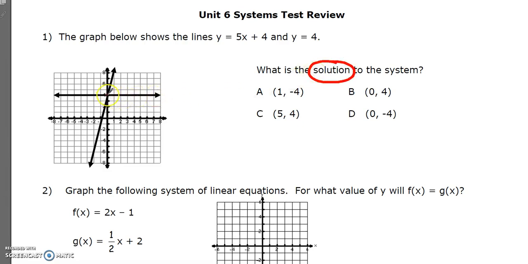So because it's a graph, we can just go look at the graph and see what the coordinate would be for that point. And so that is at 0, 1, 2, 3, 4. So we are looking for (0, 4). And so B would be the solution.